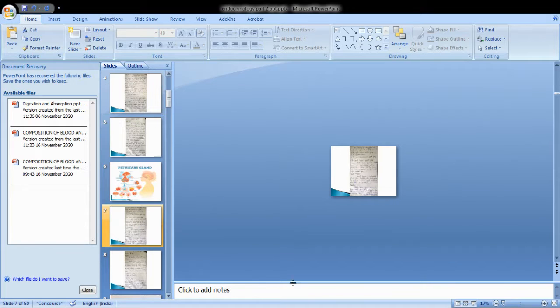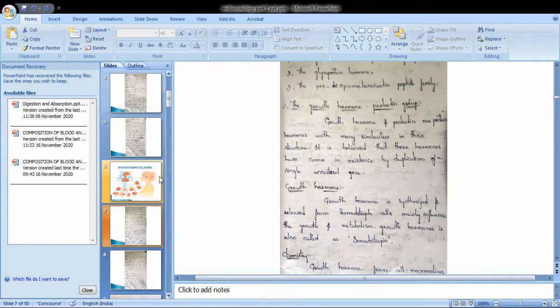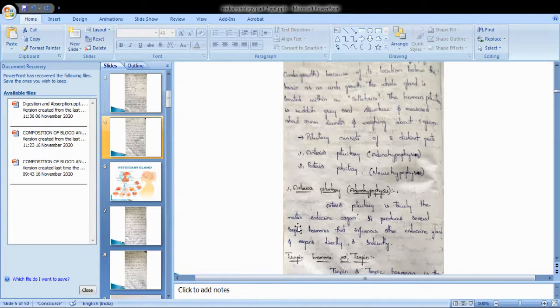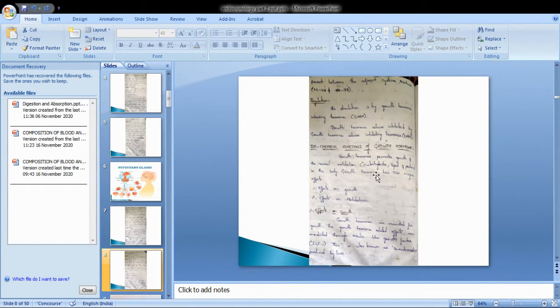Let us discuss the biochemical functions of growth hormone. Growth hormone promotes growth and normal metabolism. Normal metabolism includes carbohydrate metabolism, lipid metabolism, protein metabolism, etc. in the body.